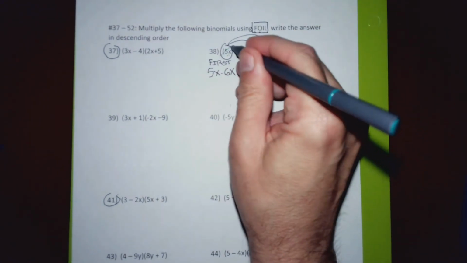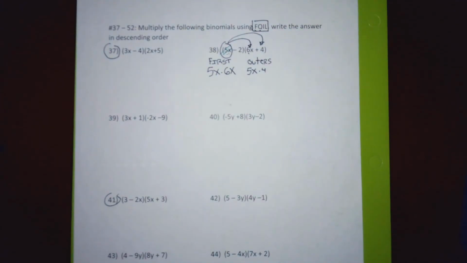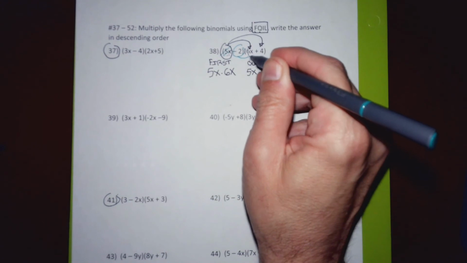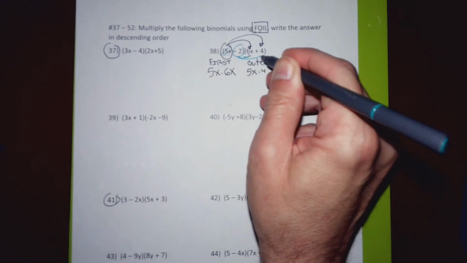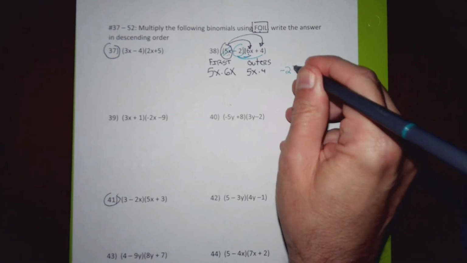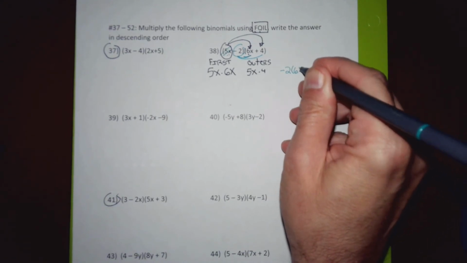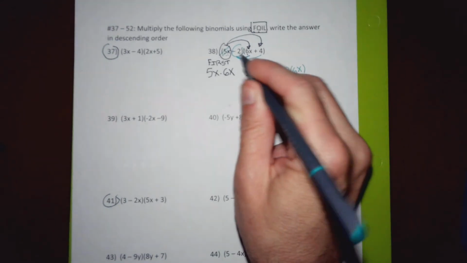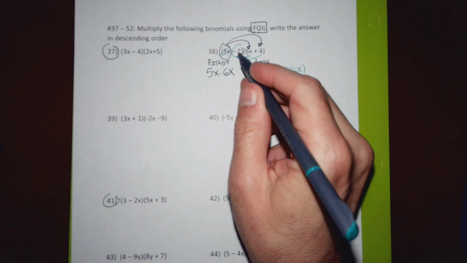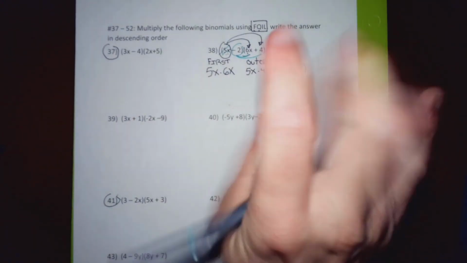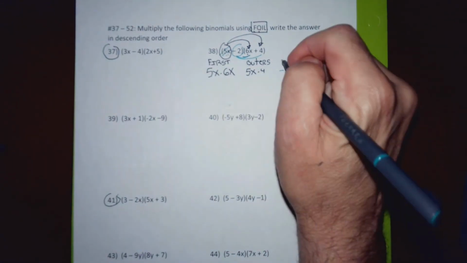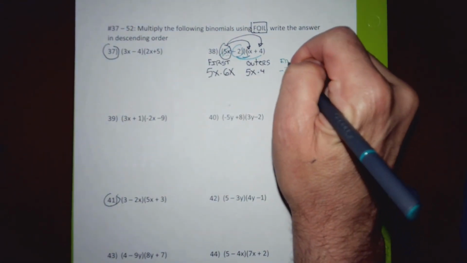I'm done with the 5x. I've multiplied it by both terms in the right parentheses. Now I'm going to move on to the negative 2. I'm going to multiply the negative 2 in the left parentheses by both the 6x in the right parentheses and the 4 in the right parentheses. When I do the multiplication of the negative 2 and the 6x, this is the I part of FOIL. These are considered inside. So the 5x and the 4 are outside, the negative 2 and 6 are the inside of the parentheses. So we would call this inners.